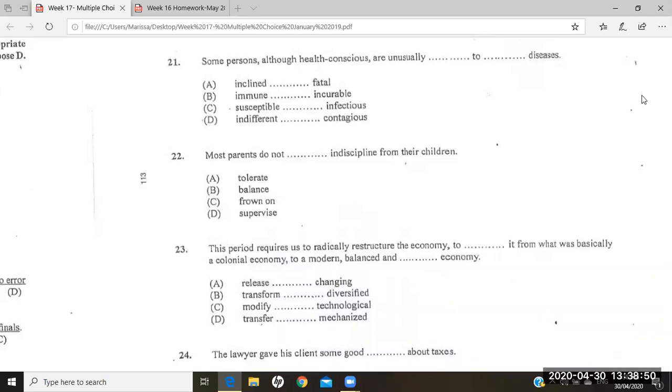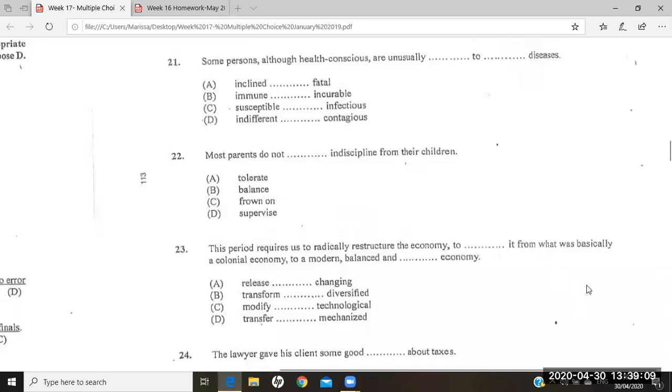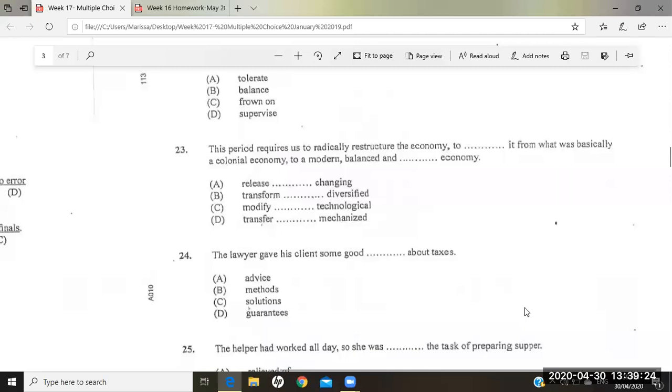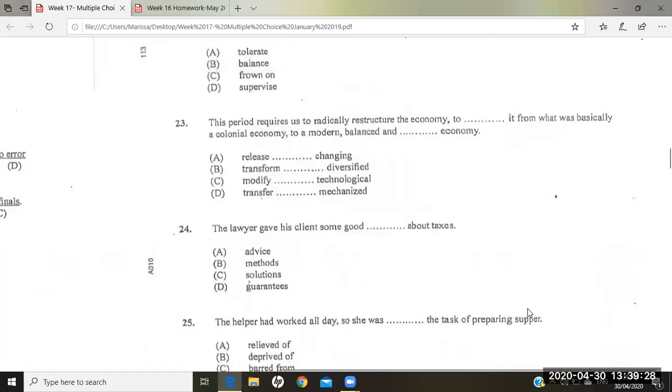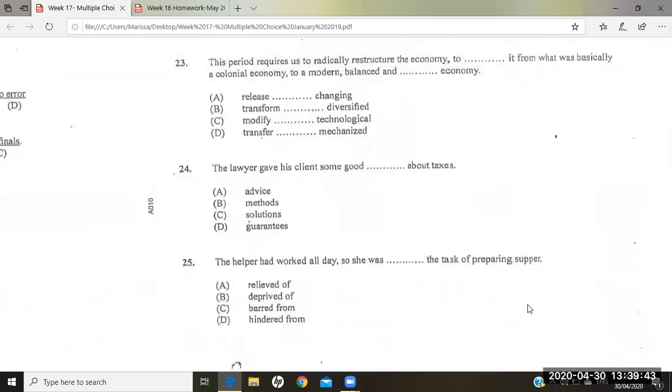Good. Number 23 says, this period requires us to radically restructure the economy to something it from what it was, basically a colonial economy, to a modern balanced and something economy. So it's a long sentence. So we're going to say B, to transform it from what it basically was and diversify it. So the answer for 23 is B, transform and diversify. Good. 24 says, the lawyer gave his client some good something about taxes. So the lawyer gave his client some good what about taxes? Very good, it is A, advice. So 24 is A. And 25, the helper had worked all day, so she was something the task of preparing supper.